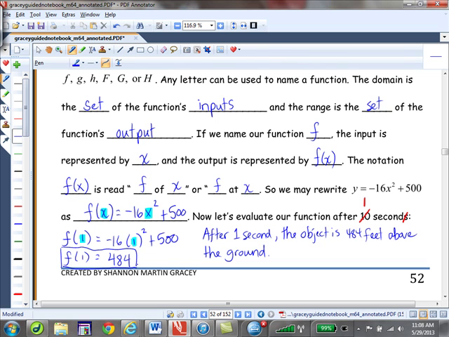So that was our result, and that is what it means.